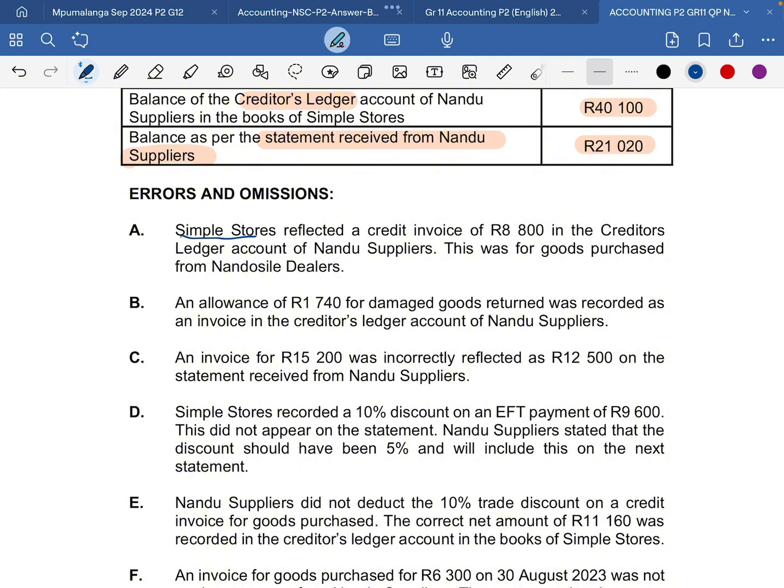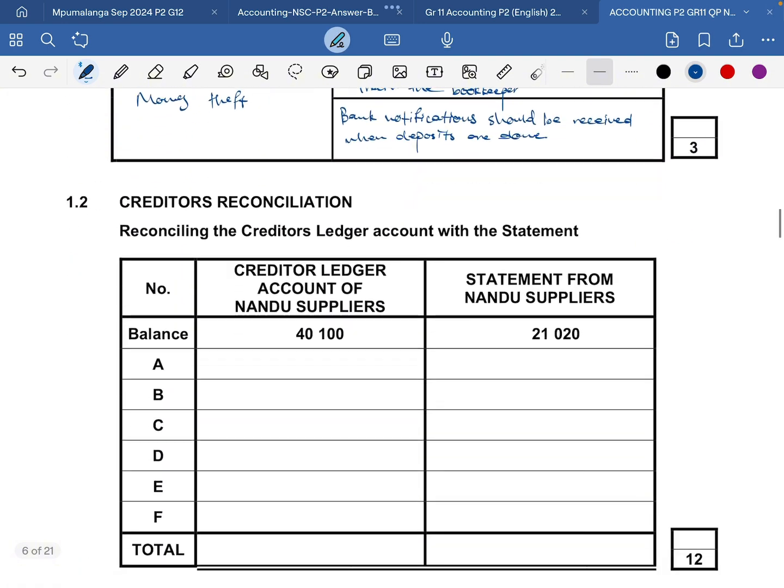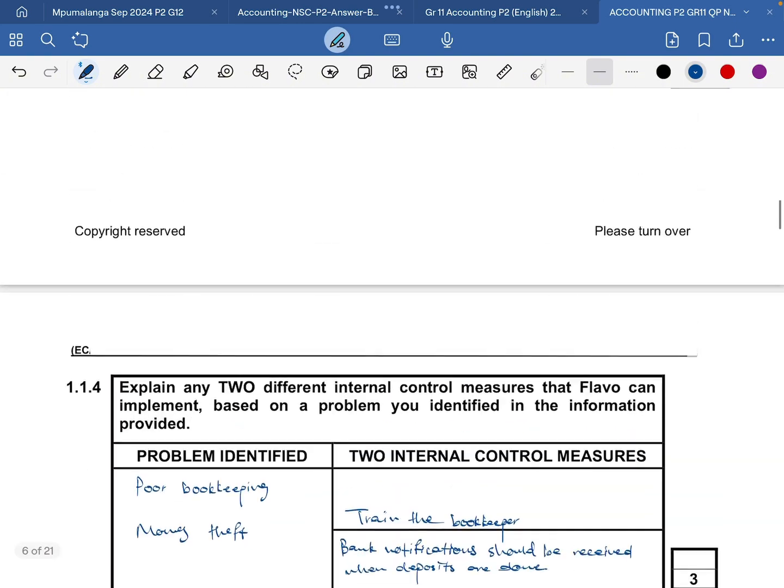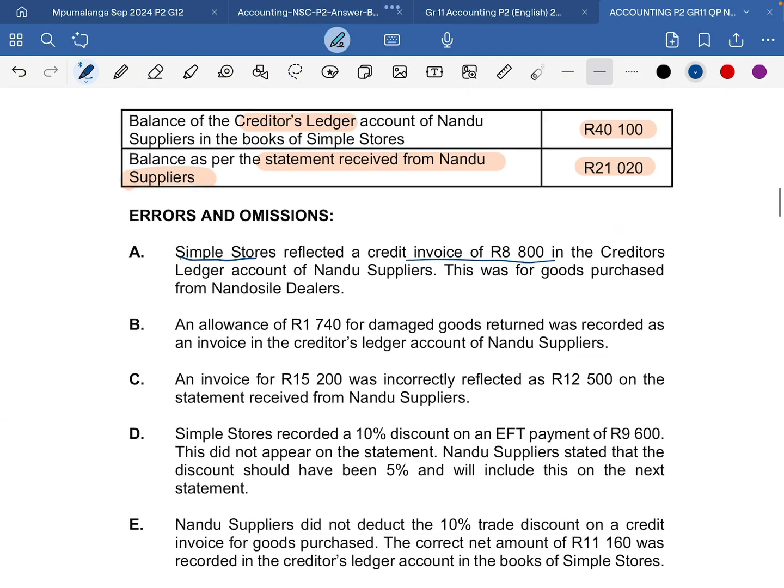So Simple Stores reflected a credit invoice of 8,800. In this case, Simple Stores made the error, and the error didn't really relate to Nandu Supplies. So we're going to take the 8,800 out, right? And then here we don't have to do any adjustment. Then the second one, an allowance of 1,740 for damaged goods returned was recorded as an invoice, right? So here we might have to multiply by 2 because there might be two things that we need to do.